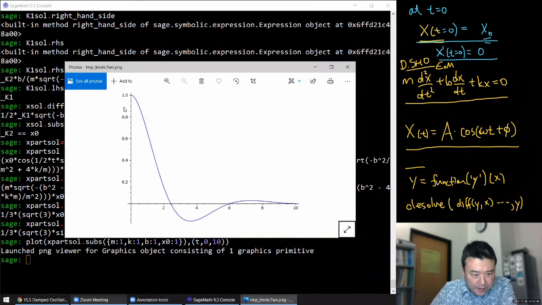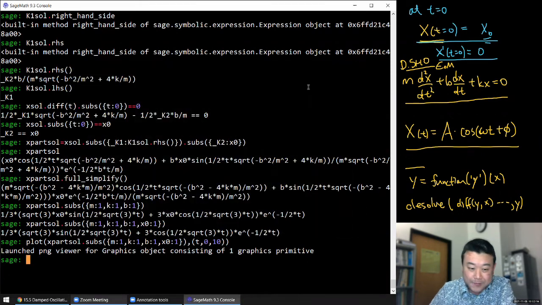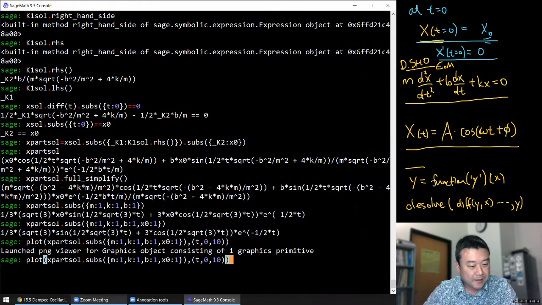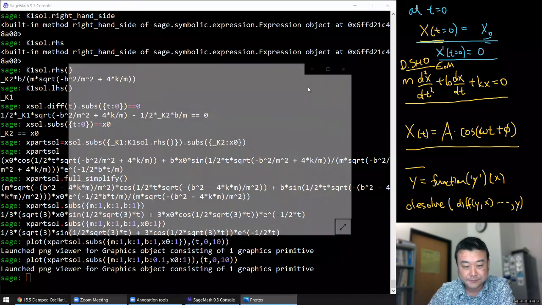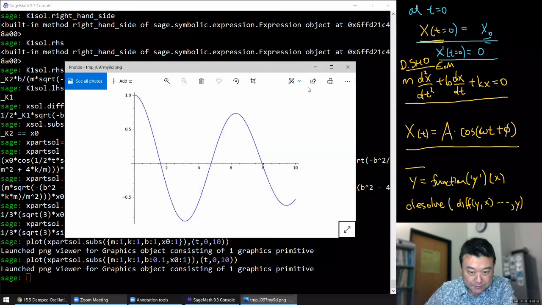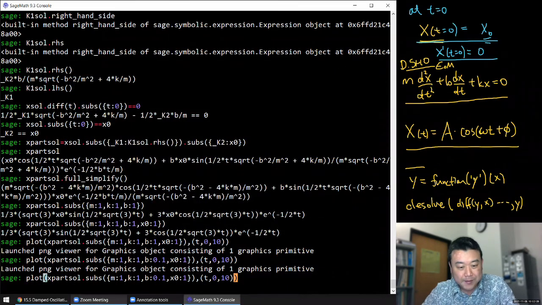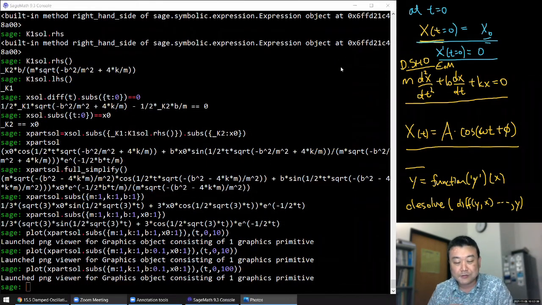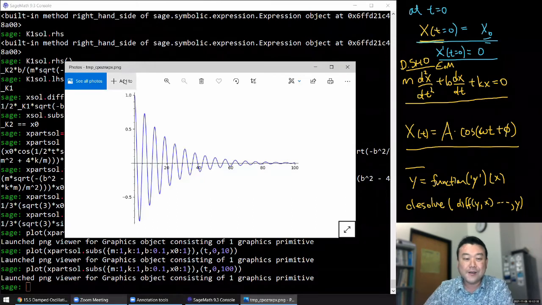Oh, yeah. Okay, that damps down pretty quickly. Let's try a different value of B. I think a higher value of B means more damping, so let's make this smaller, so it's less damped. Oh, yeah. And we can actually plot this out to a larger amount of time to see what the oscillation will look like over a long period of time. Yeah, that's the damped simple harmonic oscillator.